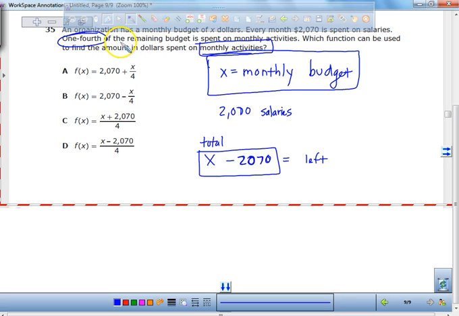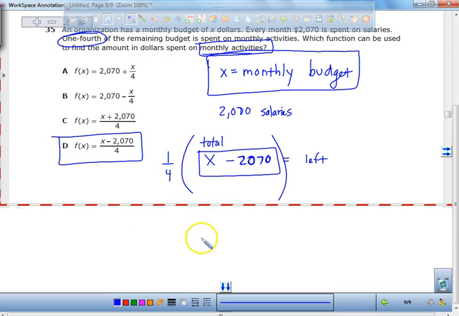1/4. So not all of it, right? What are we going to take from this? Just 1/4 of it. So we have to take all of this, right? What are we going to multiply it by? 1/4. Multiplying by 1/4 is the same as dividing by 4, correct? So which one of these is being divided by a 4? D.